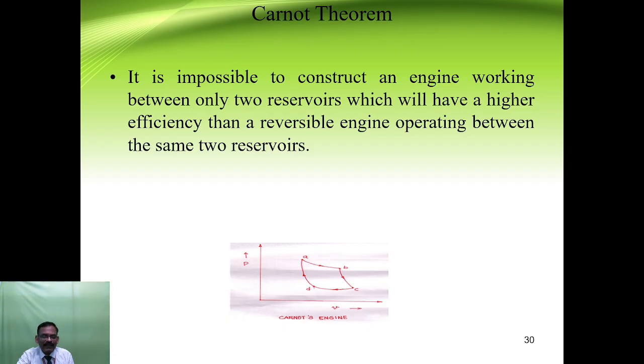So this is the diagram which represents the Carnot engine. Here the chart is drawn between pressure and volume. So AB, BC, CD, DA represent the processes in the Carnot cycle. That is two isothermal and two isentropic processes.